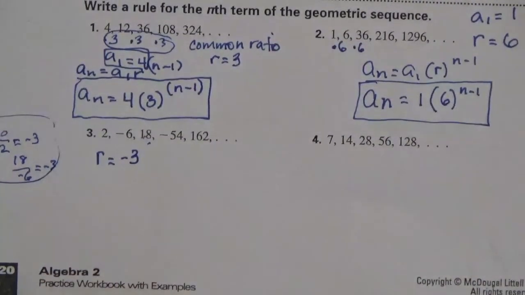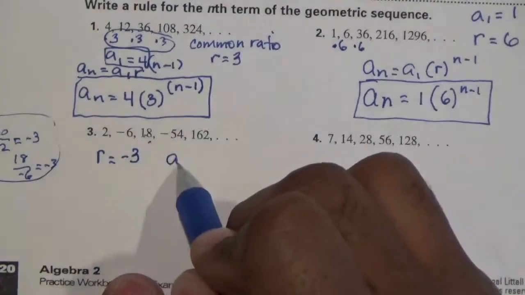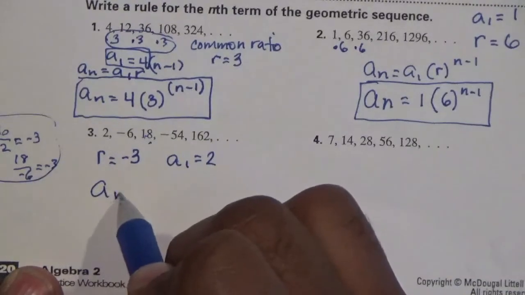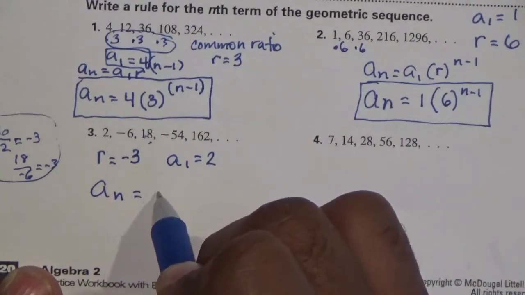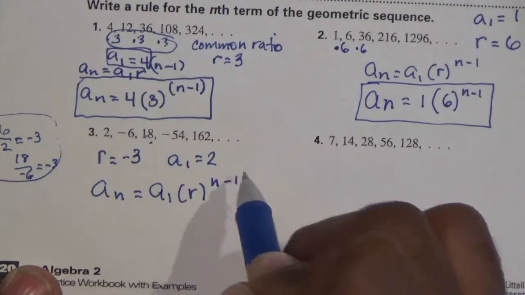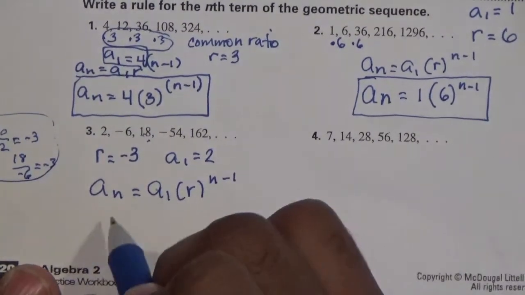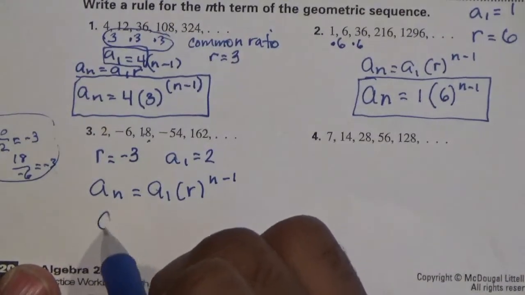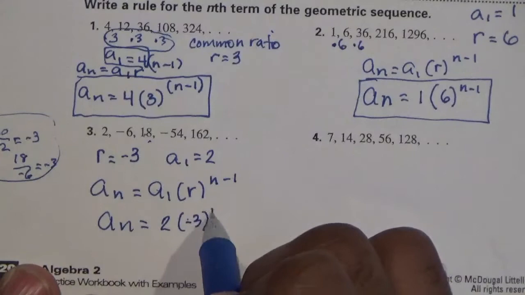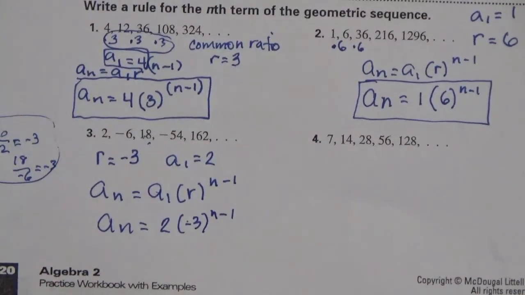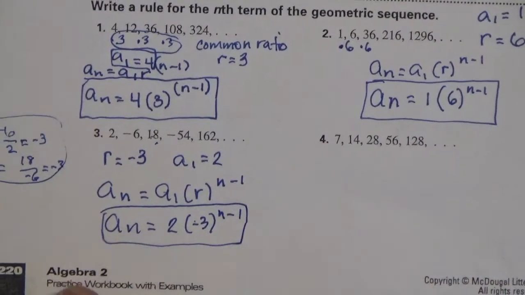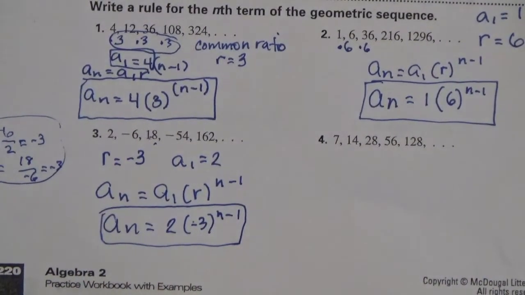All right. So now that we have that and we know that our first term is equal to 2, let's write the rule. All right, the rule is a sub n is equal to the first term times the common ratio to the n minus 1. All right, and so we want to go a sub n is equal to 2 times negative 3 to the n minus 1. You can pause again. Pause real quick and try number 4. I'm going to keep going.